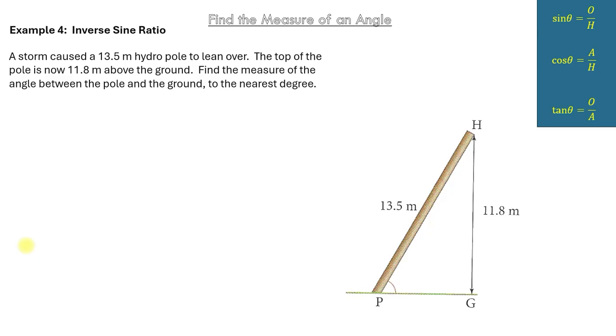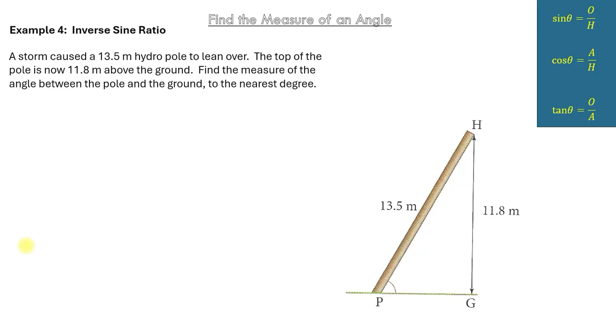In this question, we're asked to figure out the degrees. A storm caused a 13.5 meter hydro pole to lean over. The top of the pole is now 11.8 meters above the ground. Find the measure of the angle between the pole and the ground to the nearest degree.